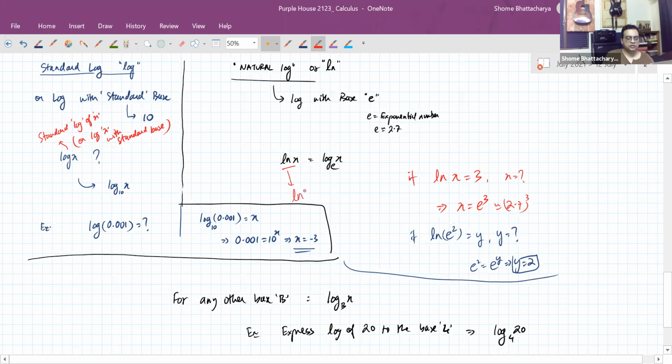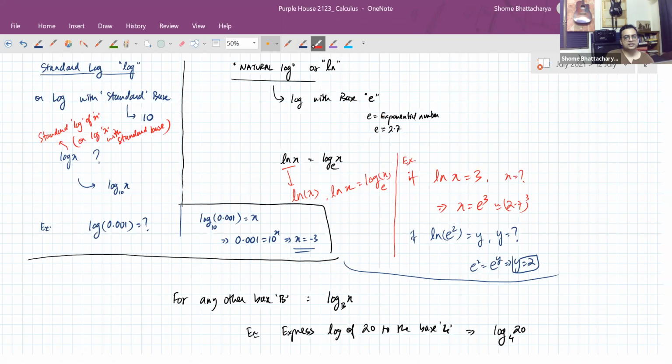This is ln x. Or in short, we can just write it, even the x without the bracket is fine. It's understood that it's ln operating on x. So this basically means what? We are operating log with the base e on x. So for example, if this is given to us, the value of x in this particular example must be e raised to the power 3. Or if it is given that ln of e square is y, then what is the value of y? So it implies that y is 2.